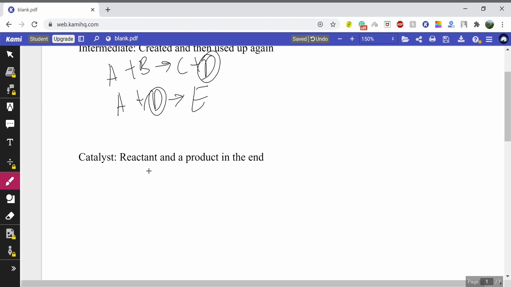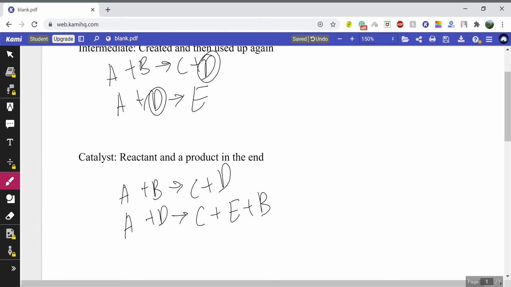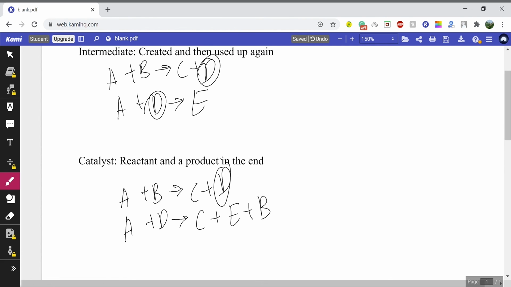A catalyst, on the other hand, let's say we have A plus B makes C plus D. Then our second step is A plus D makes C plus E plus B. Now, as you can see here, D is an intermediate because it is used and produced. But we also have B here, that is both a reactant and a product. B is a reactant in the beginning and a product in the end. So this is when we call this a catalyst. It is used in the beginning and produced in the end.